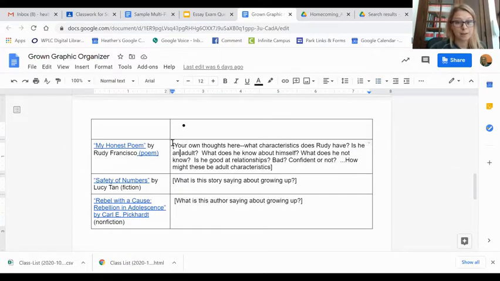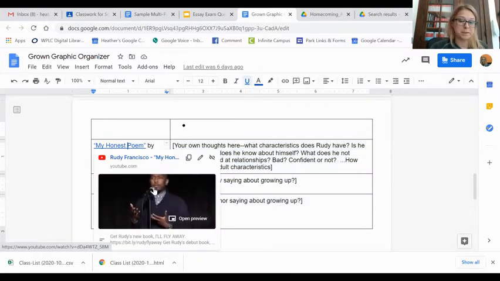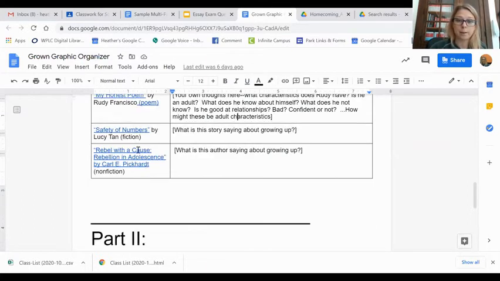And if you haven't done this yet, you need to also finish this graphic organizer and turn it in as an assignment. So here was my honest poem, just a guy talking about his life. He happens to be a legal adult. Do you think he's mature or not? You've got to think about it. Like, what can I learn about being a grown-up from him? So answer some of these questions.